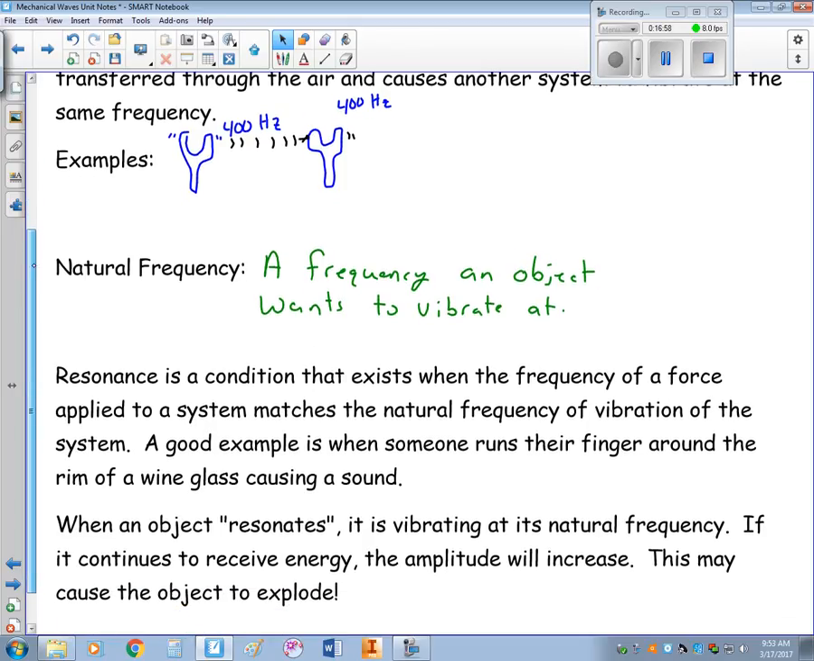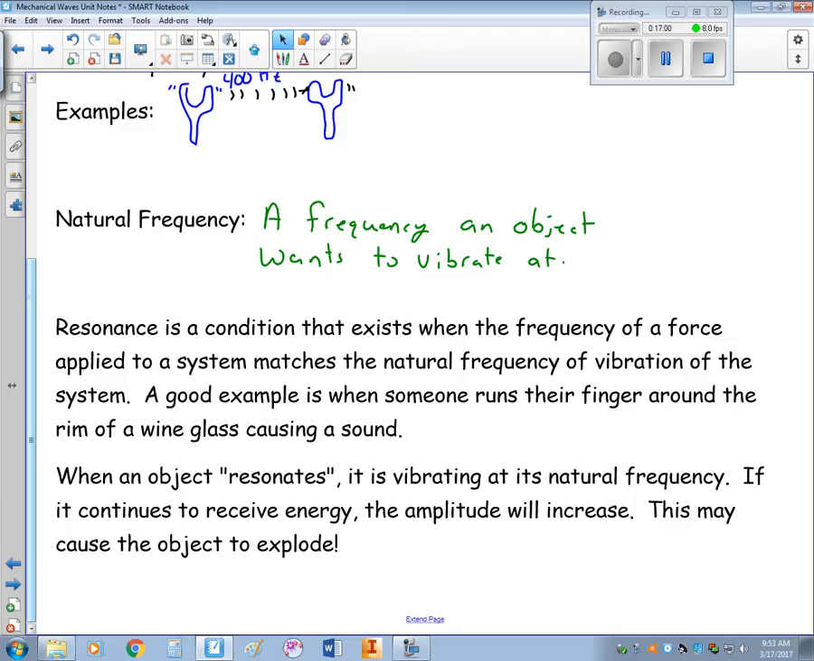So that brings us to resonance. This is a condition that exists when the frequency of a force applied to a system matches the natural frequency of that object. A good example is when someone runs their finger around the rim of a wine glass, causing a sound. Now, when an object resonates, it is vibrating at its natural frequency. And if it continues to receive energy, the amplitude will increase, and it may cause the object to explode.